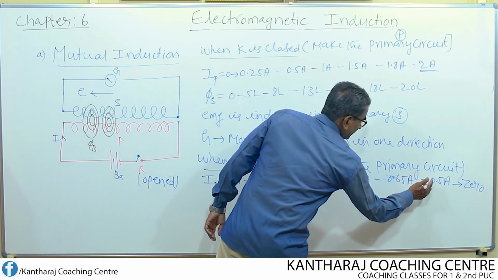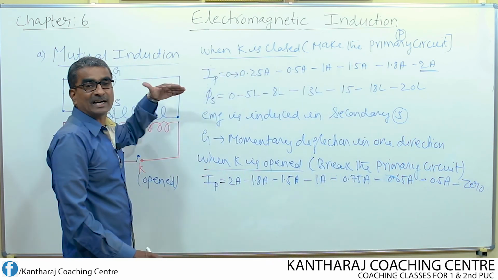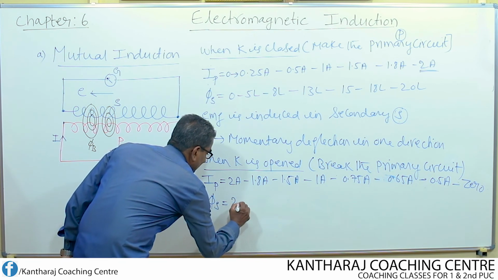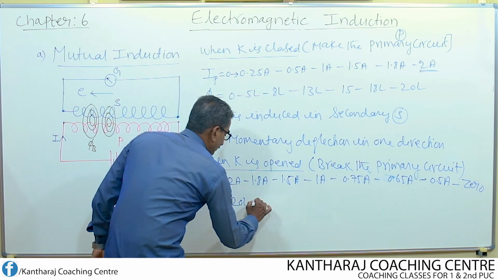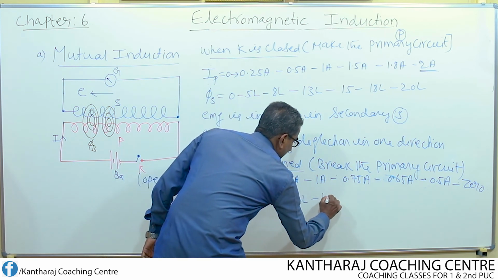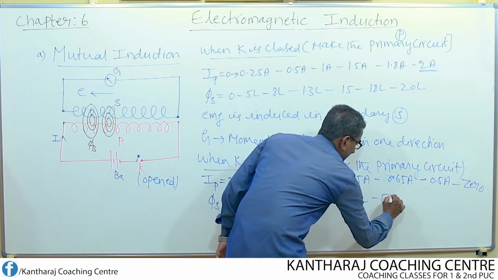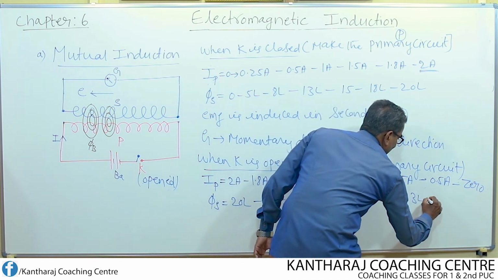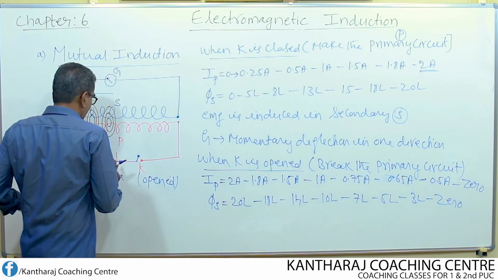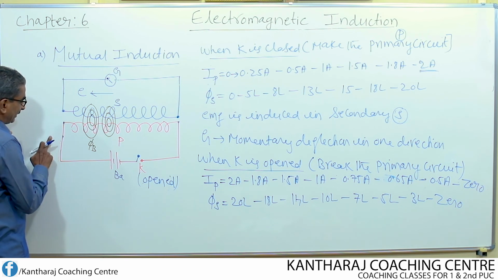Once again, along with the current, the magnetic flux linking with the secondary also decreases. So, flux linking with the secondary decreases. That means 20 lines may decrease to 18 lines, 18 to 14 lines, 14 to 10, 10 to around 7 lines, 7 lines to 5 lines, 5 lines to 3 lines, and finally 0. Now, when K is open, there is no need to write the direction of current in the primary coil.